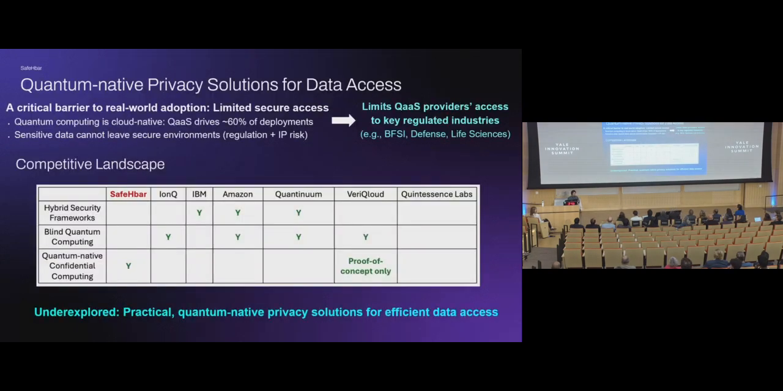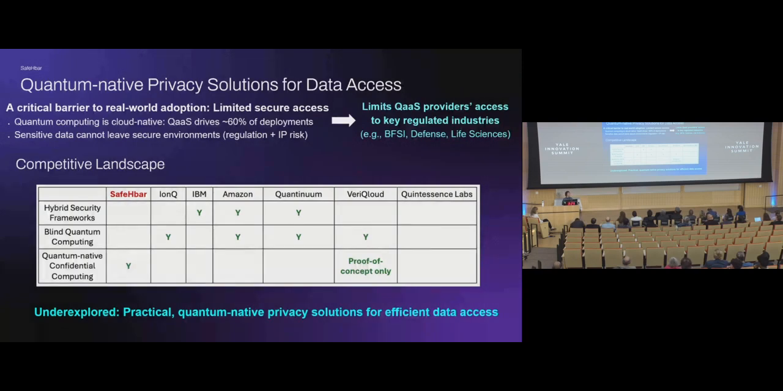So, quantum computing has the potential to transform lives, to transform science and industries, but there's one major barrier, which is privacy. Quantum computing is cloud native, meaning you have to send your sensitive data to the quantum hardware vendors, something that many regulated industries cannot allow.